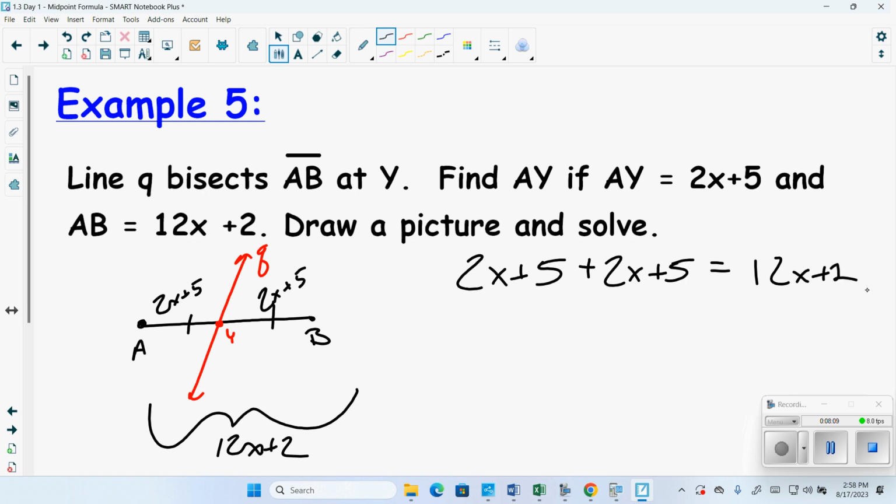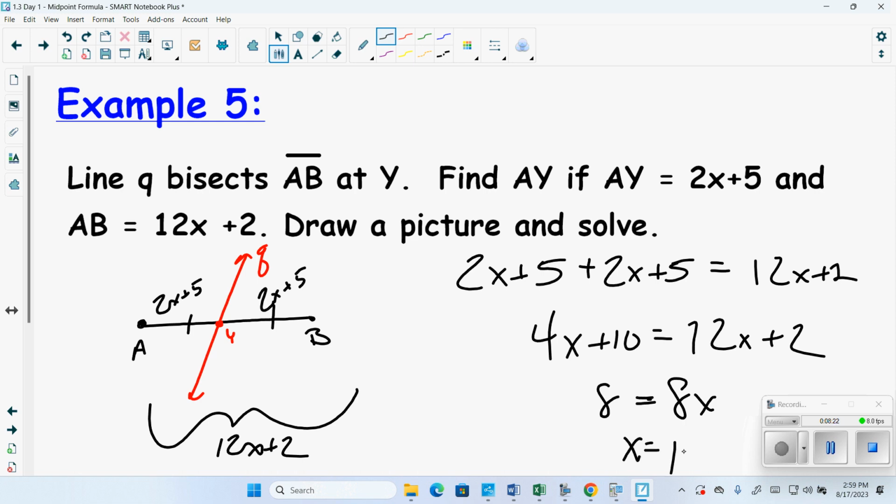Once you get to this point, you're talking algebra now. 4x plus 10 equals 12x plus 2. If I subtract 4x, I get 8x. If I subtract 2, I get 8. X would equal 1. Now, it's draw a picture and solve. So they're not asking me to solve for any particular segment, so they're just asking me to solve for x. X equals 1.